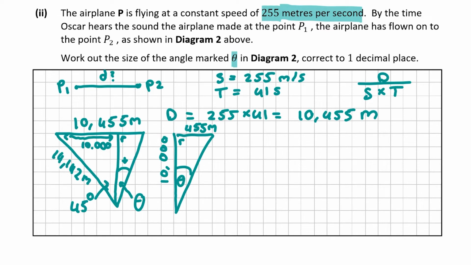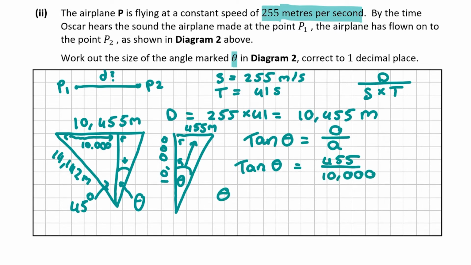So now we can see that we can use our sine, cos, tan rules to figure out what theta is. So here, what do we have? We have the side opposite the angle, and we have the side adjacent to the angle. So we're going to use tan, because tan of theta is equal to the opposite over the adjacent. So tan of theta is equal to 455 meters all over 10,000 meters. So theta is equal to the tan inverse of 455 over 10,000.